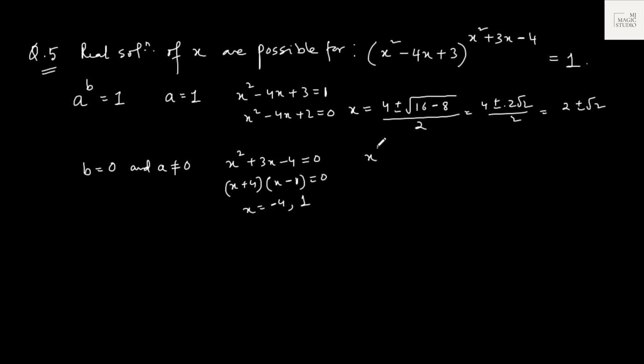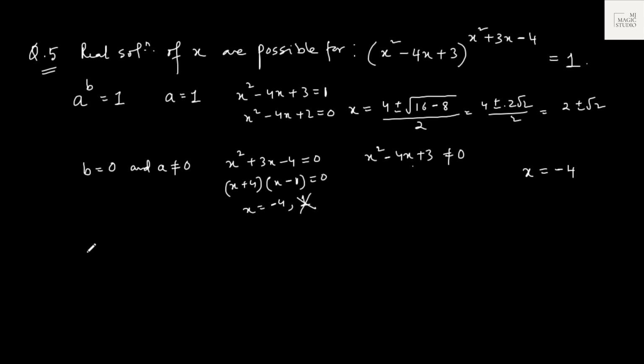Now, it is also to be taken into consideration that x square minus 4x plus 3 should not be equal to 0. So if I put x equal to 1, I'll get this as 0. That means x equal to 1 is not possible. If I put x equal to minus 4, 16 plus 16 plus 3, it would be 35 and not equal to 0. That means if b is equal to 0 and a is not equal to 0, we get one more value of x, that is minus 4, where the power x square plus 3x minus 4 is equated to 0.